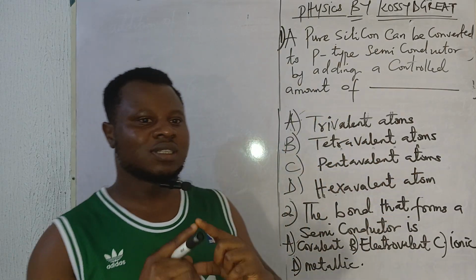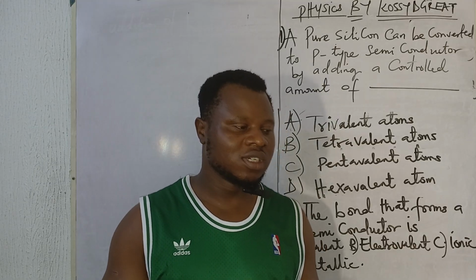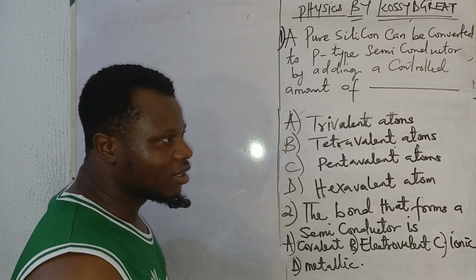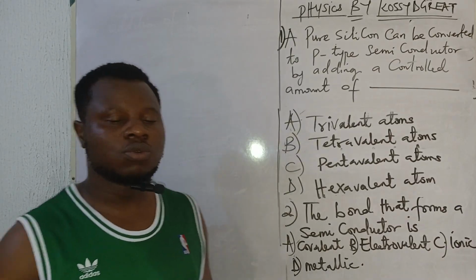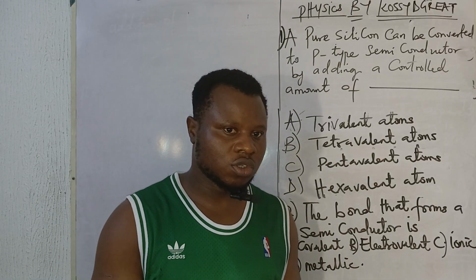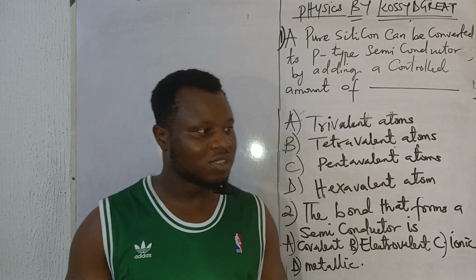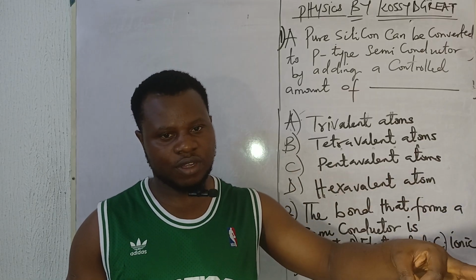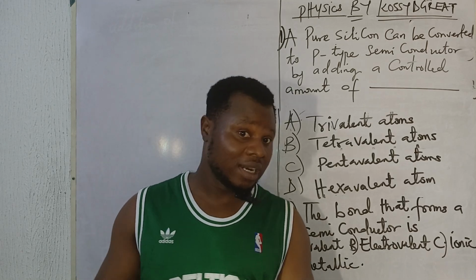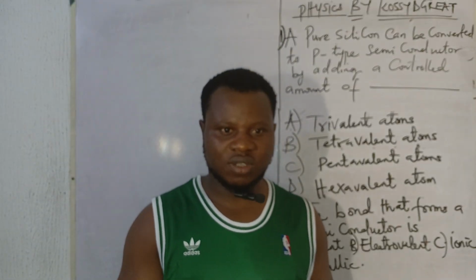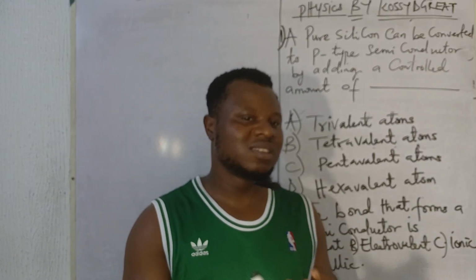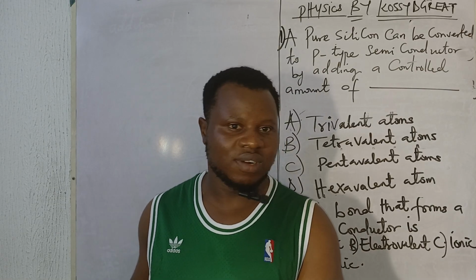But to get p-type semiconductor, it means you must add impurities that come from group 3. Group 3 is also the same thing as trivalent atoms. So when you add group 3 or trivalent atoms to a semiconductor, p-type will form. And this p-type shows that we have excess holes than electrons, and the holes are the positive charges. So positive charge carriers will be in excess of the electrons, the negative charge carriers.